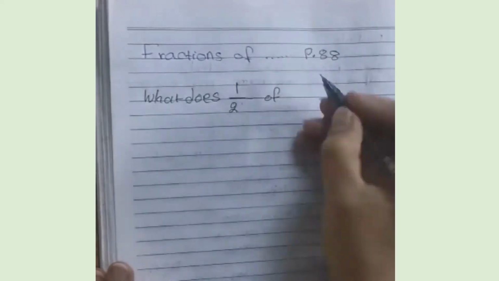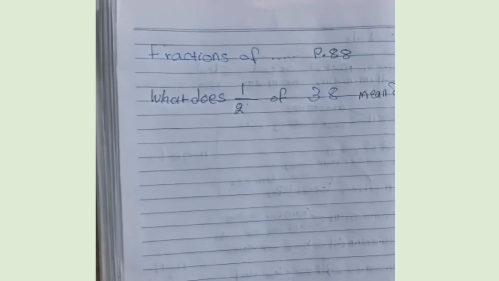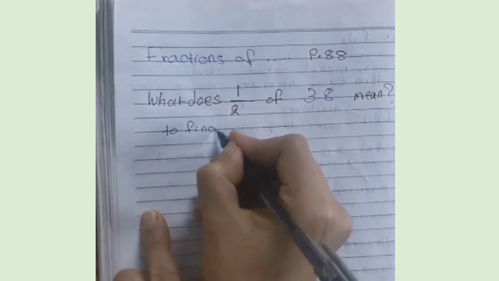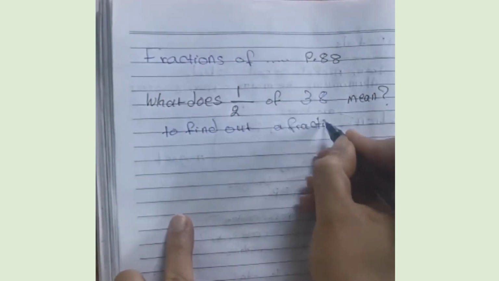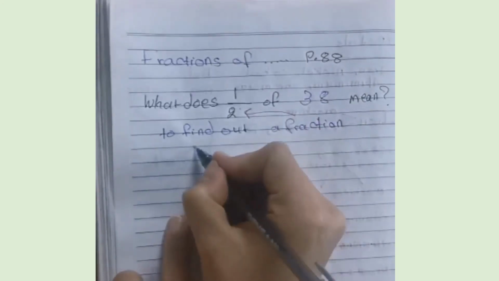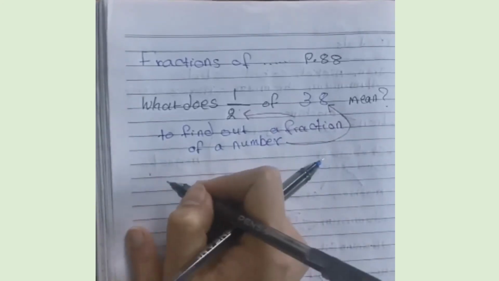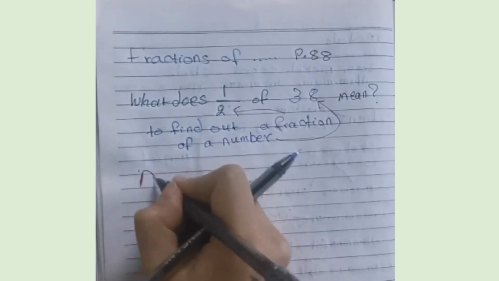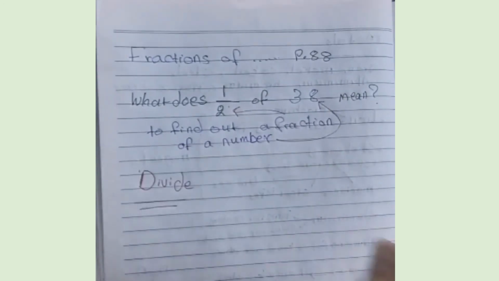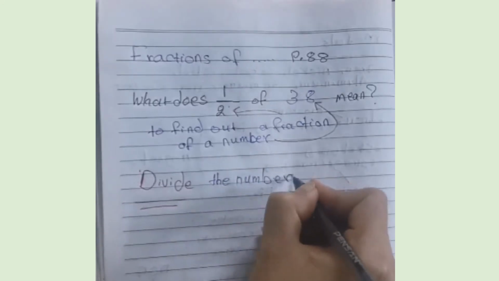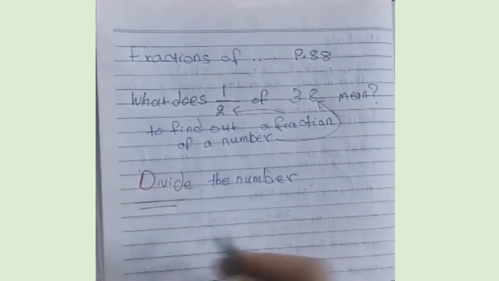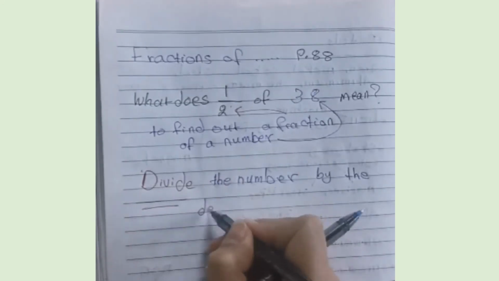So, for example, what does 1 out of 2, or half, of a number like 38 mean? To find out a fraction of any number, we need long division. But how? The fraction is 1 out of 2 and our whole number is 38. To find out this fraction, we need to divide the number 38 by the denominator of the fraction. So here in our case, the number is 38 and the denominator is 2.